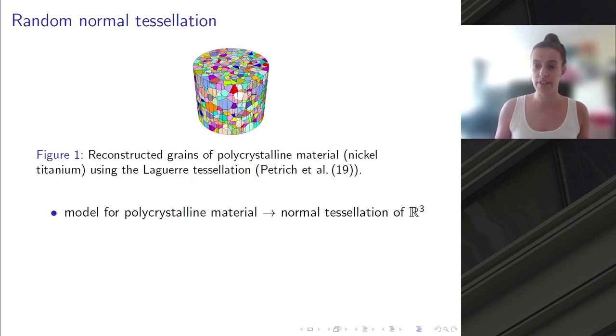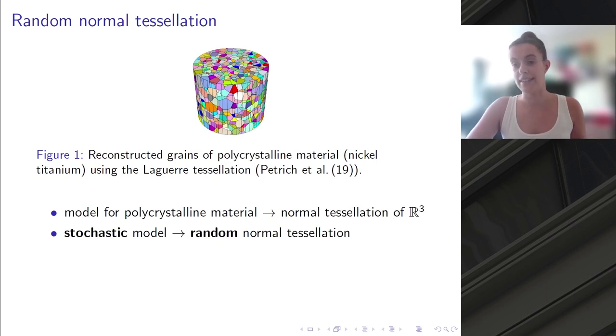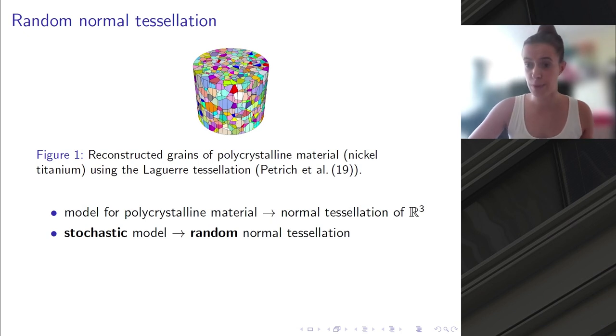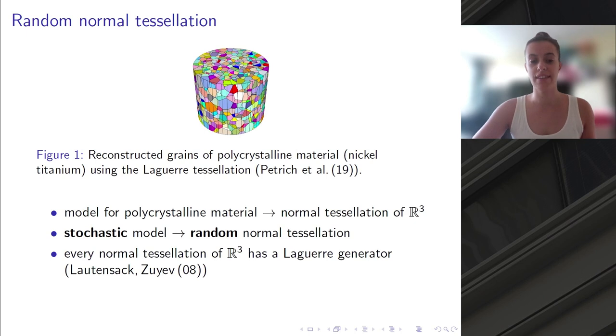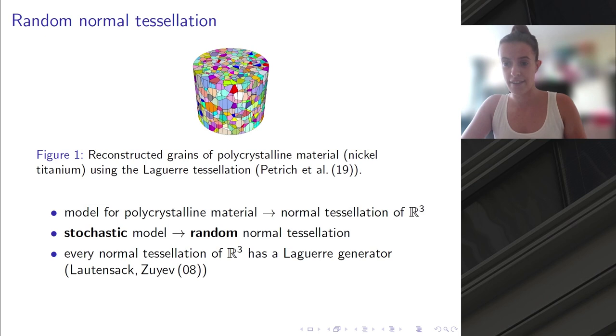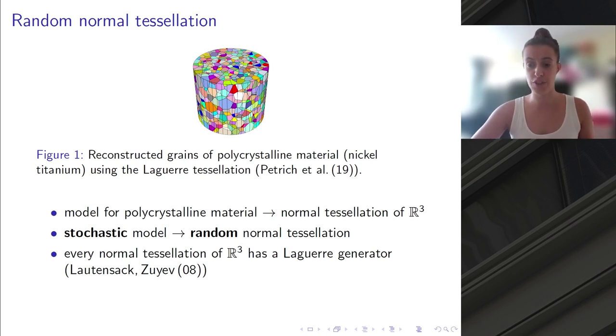And so the way we can model this is to take a normal tessellation of R^3, because the cells are the grains that are naturally inside this material. And so if we want a stochastic model, we want a random normal tessellation. We could do this as a special case of particle point processes, but that's sometimes not so nice to work with. And the reason why Laguerre tessellation comes into play is actually that in dimension 3 and higher, any normal tessellation has a Laguerre generator. That was once again proven in the mentioned article.